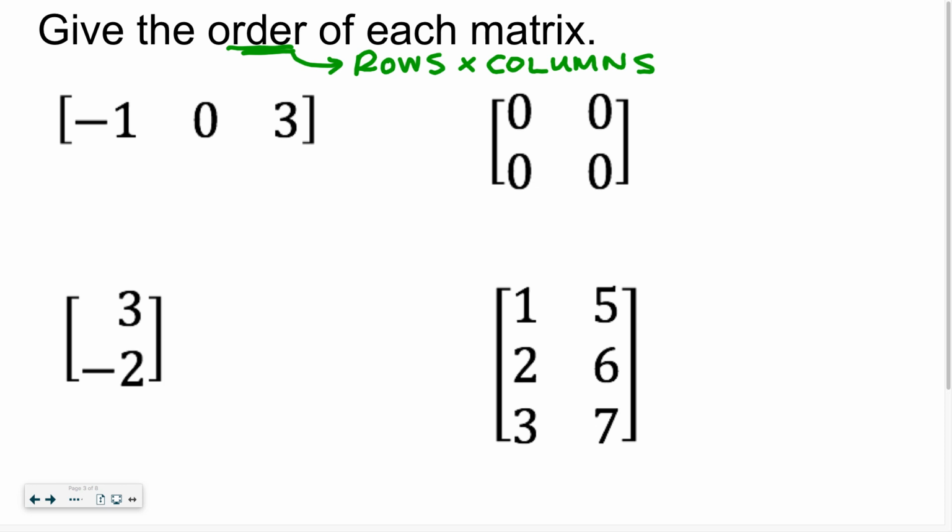Did you guys name orders? Are you writing them down? I'll call on people, okay? Write them down, because I'll call on you and see what you said. Have an answer. How many rows? How many columns does each matrix have? What's the order, rows by columns?